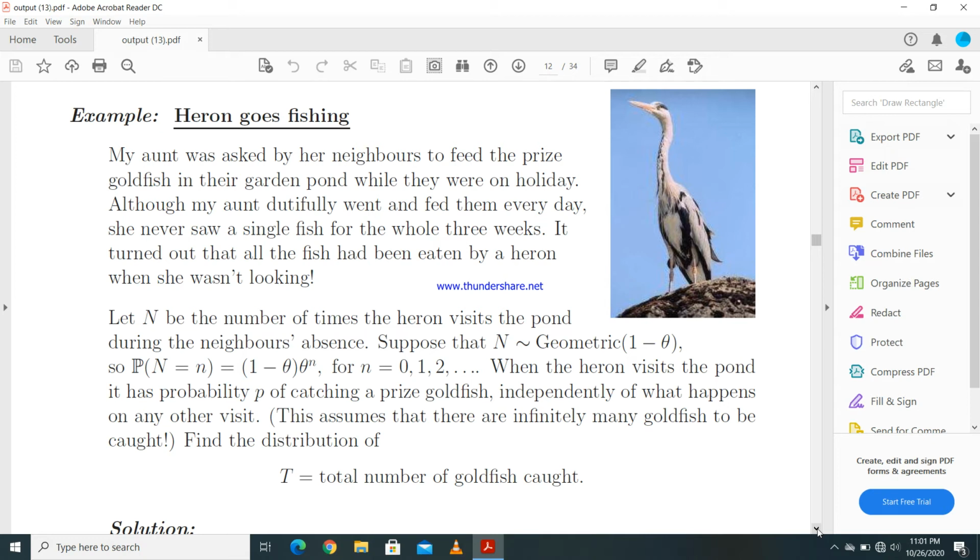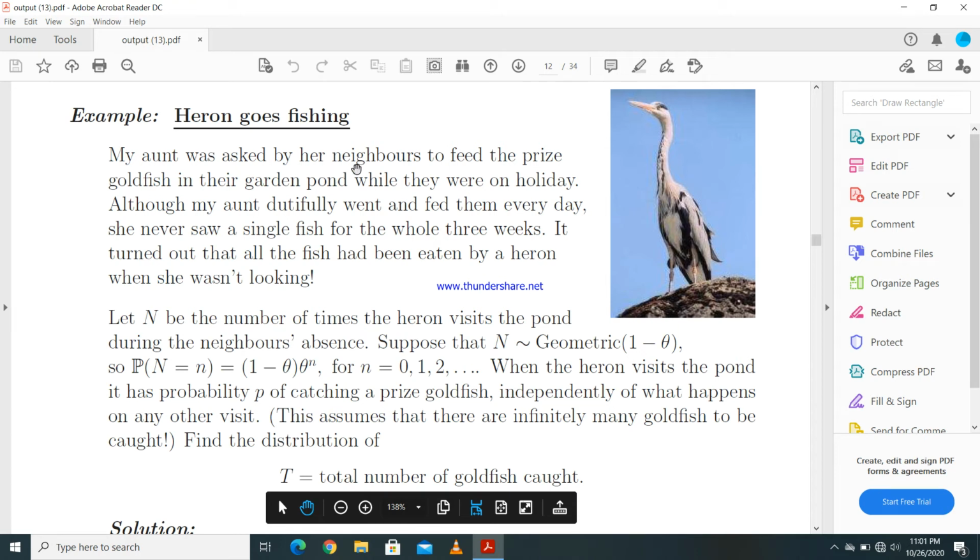So one day when you come to visit this pond, you couldn't find any of the fish who were inside the pond, because the heron has visited this place, and the heron had eaten all the fish in the pond, right? So that's what this says, right?